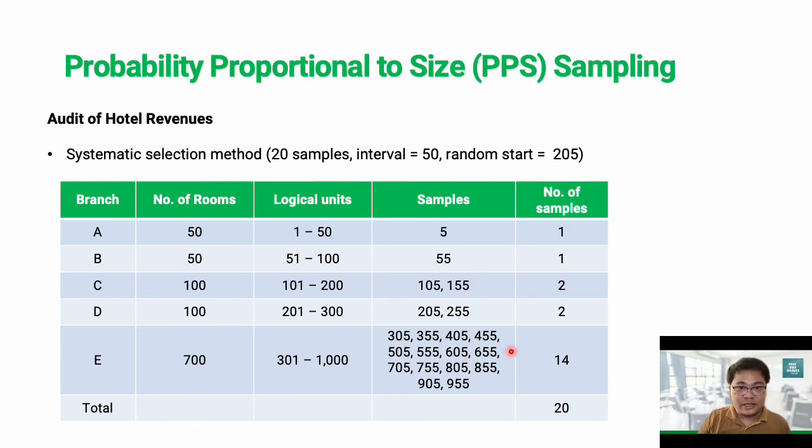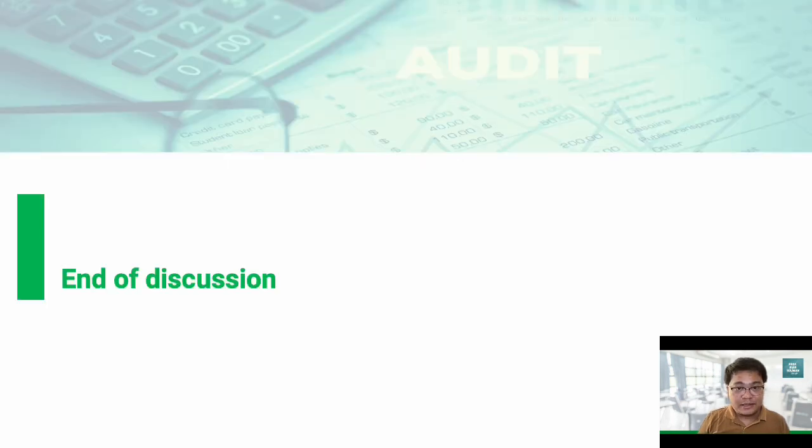So as you can see, in this case, the number of samples for branches with smaller capacity is fewer compared to the branch with more capacity. We got more samples in them. Because of their size, more samples were drawn from that branch for our testing. So that's how we apply PPS or probability proportional to size. After all, the overstatement most likely occurred in branch E having the most number of rooms and therefore the most revenue. So that ends our discussion of audit sampling. Okay, and we'll proceed to our next topic in our next video lecture.